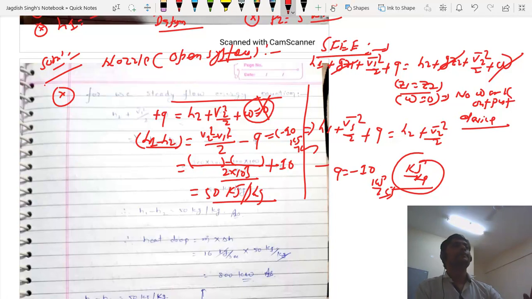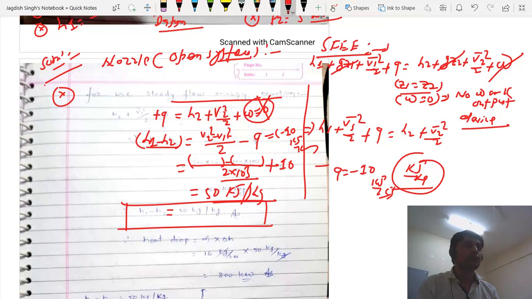After solving this one, we get 50 kilojoule per kg. This is the enthalpy drop. So enthalpy drop in nozzle, H1 minus H2, is 50 kilojoule per kg. Right? So during expansion of steam inside the nozzle, the enthalpy drops by 50 kilojoule per kg. It means that 1 kg of steam drops 50 kilojoule of heat.